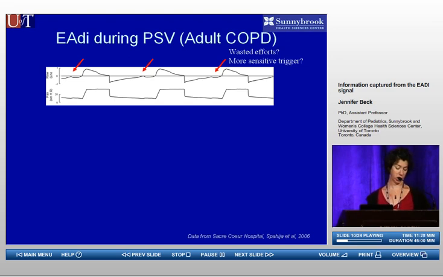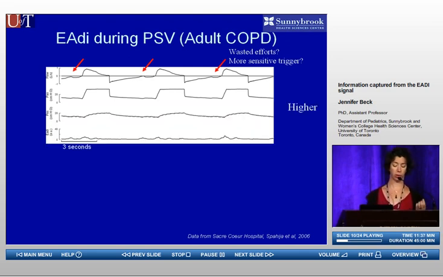So are these wasted efforts? And how should we deal with it? Maybe we should make the trigger more sensitive. Well, actually, when we look at what the patient is really doing, here you have the third tracing from the top is the esophageal pressure, and the fourth tracing from the top is the diaphragm electrical activity. And what you can see clearly is that the assist level was set way too high in this patient, and I'll try to find it there. You actually have a positive deflection in esophageal pressure throughout the assist period.